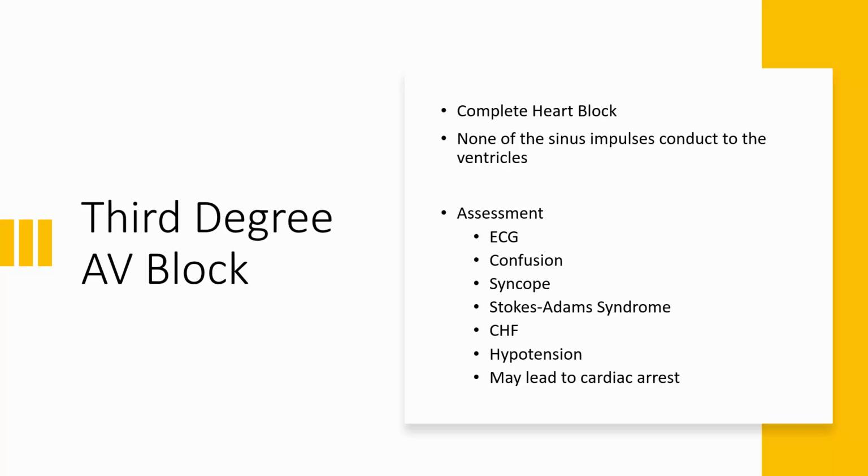A third-degree block is also called a complete heart block. And so when you suspect someone's having a third-degree heart block, realize that we always want to do an EKG, but what's going to happen is they are going to become very pale, very sweaty. They're going to become very confused.